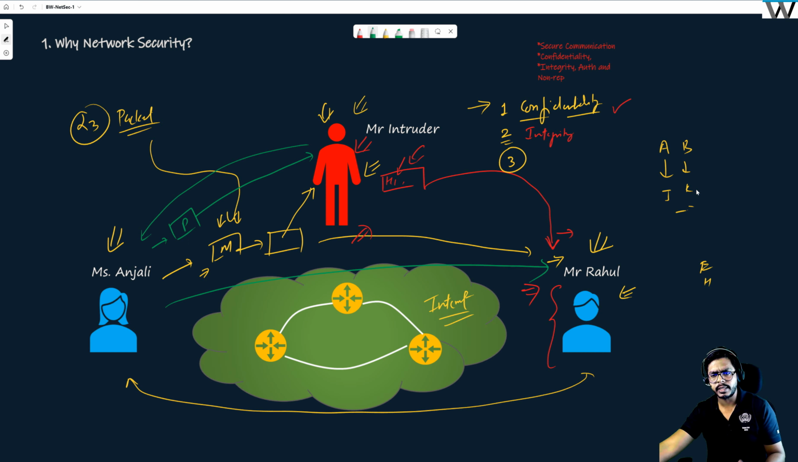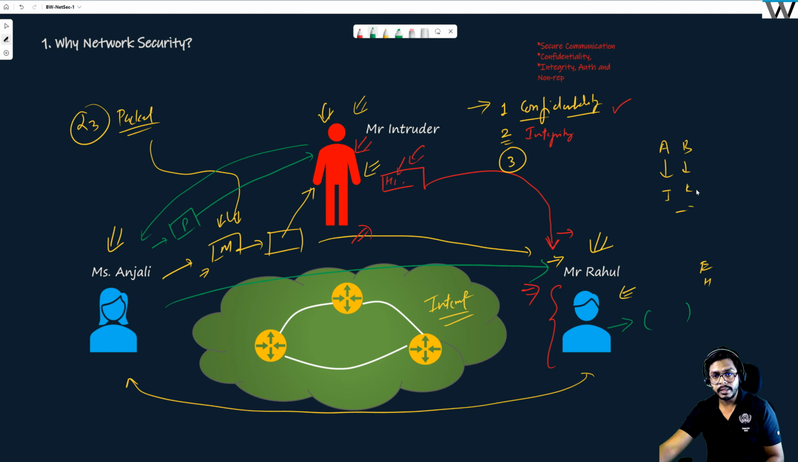There are many ways to authenticate. For example, Mr. Rahul possesses a password, which is known only to Mr. Rahul, and nobody knows about this password, right? He can authenticate himself to Anjali with this password. And of course, if Mr. Intruder is saying, I am Rahul, he is not going to have that password.